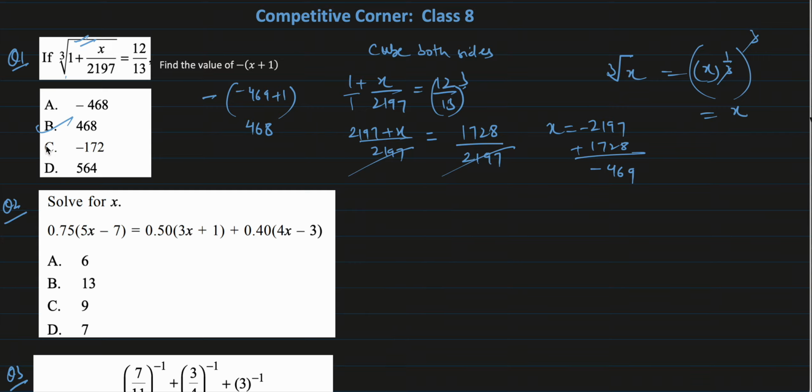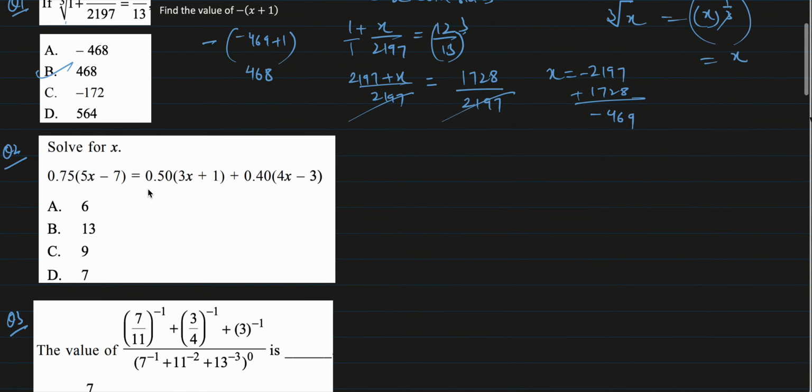Let us move to the next question. It's a simple linear equation, but there are decimal numbers over here. So first step, multiply this with this, then with this. 0.75 into 5 will be how much? 5 5s are 25, 2 carry over, so 37. There are two decimal places, so it will be 3.75x minus 0.75 into 7. So just do 75 into 7. 7 5s are 35, 3 carry over, 7 7s are 49 plus 3 is 52. So it is 5.25.